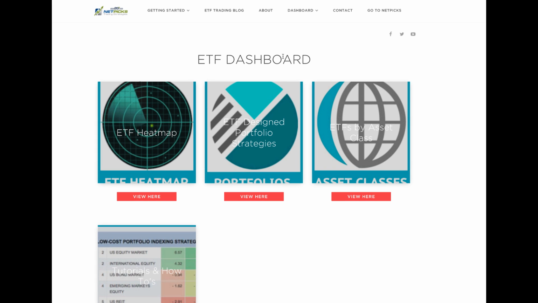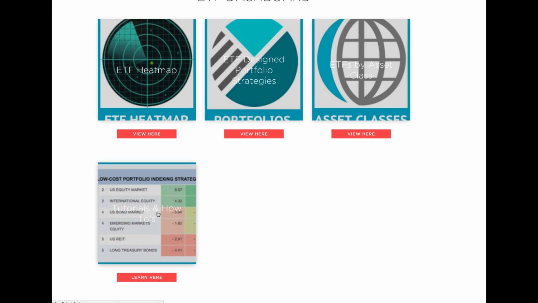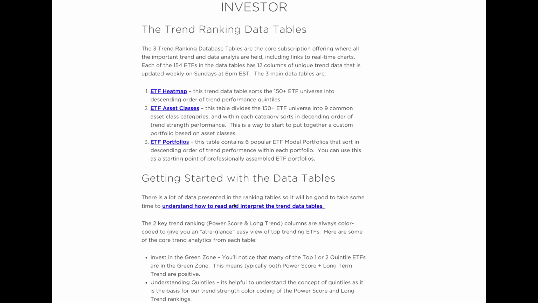So when you log in, you'll go to the ETF dashboard, and I definitely recommend going to the tutorials and how-tos. This is worth reading through, so you start to really understand all of the analysis that is going on in the background across 150 plus exchange traded funds.